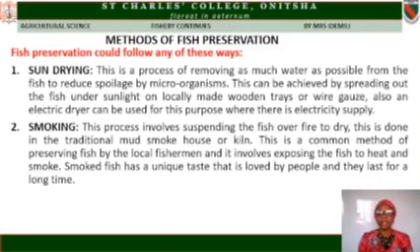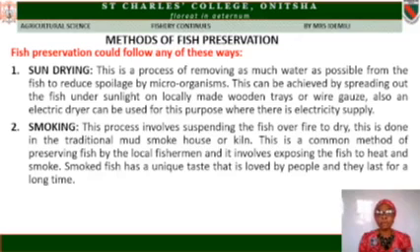Now, methods of fish preservation. Fish preservation could follow any of these ways. 1, sun drying. This is a process of removing as much water as possible from the fish to reduce spoilage by microorganisms. This can be achieved by spreading out the fish under the sun on locally made wooden trays or wire gauze. Also, an electric dryer can be used for this purpose where there is electricity supply.